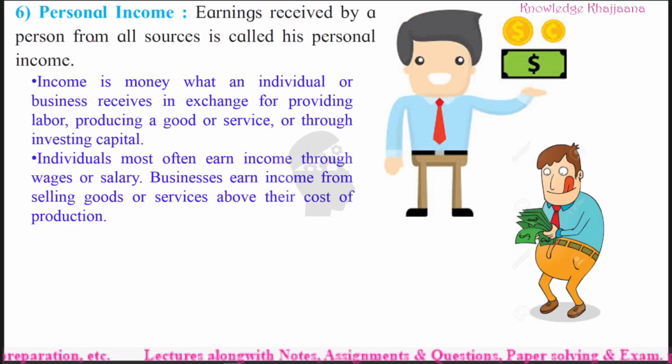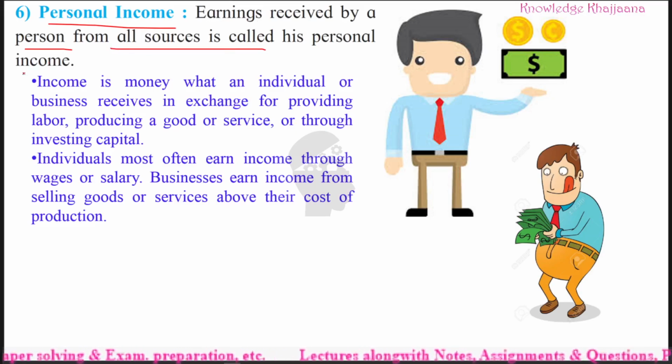Now, the next concept of microeconomics is personal income. Earnings received by a person from all sources is called personal income. So far you must have come to know what is meant by income. Income means earnings received by a person from all sources, called his personal income.